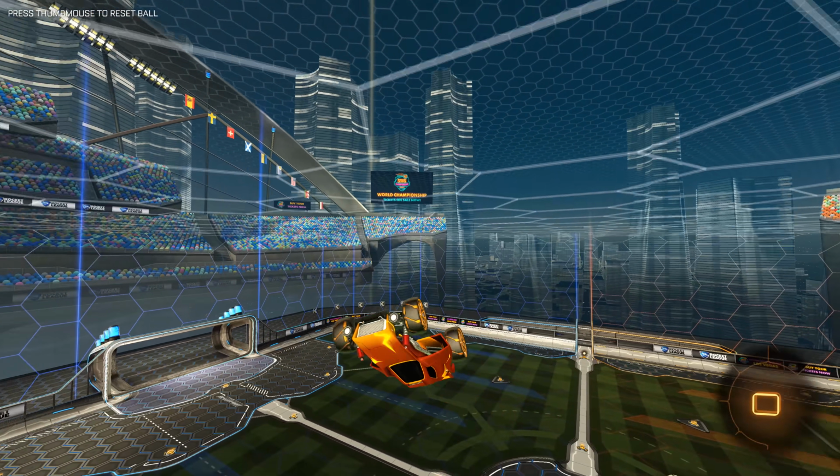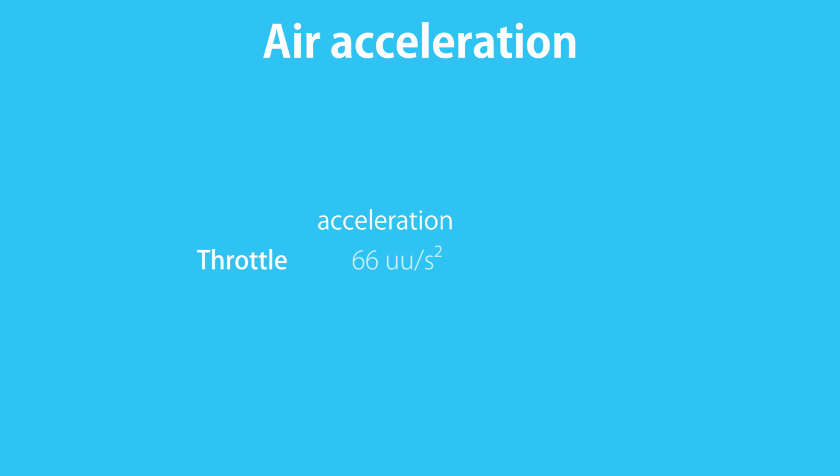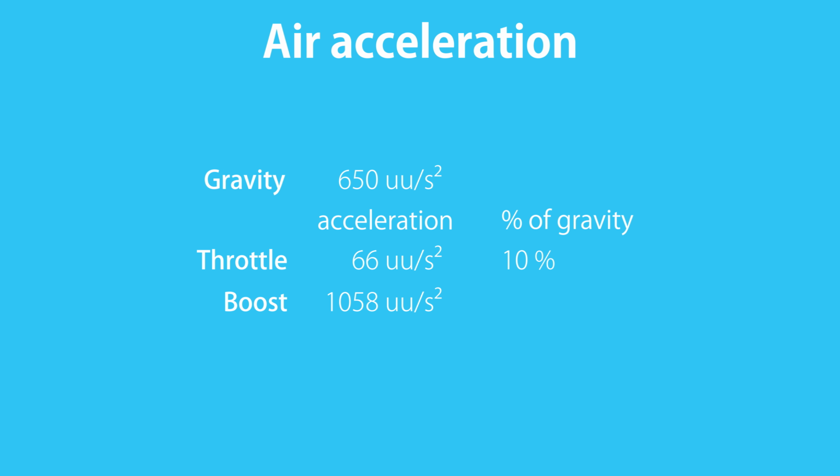The acceleration is 66 unreal units per second squared. That is only 6% of the boost strength, but it does come for free. And if you face the car exactly upwards or downwards, you can effectively reduce gravity by 10%.